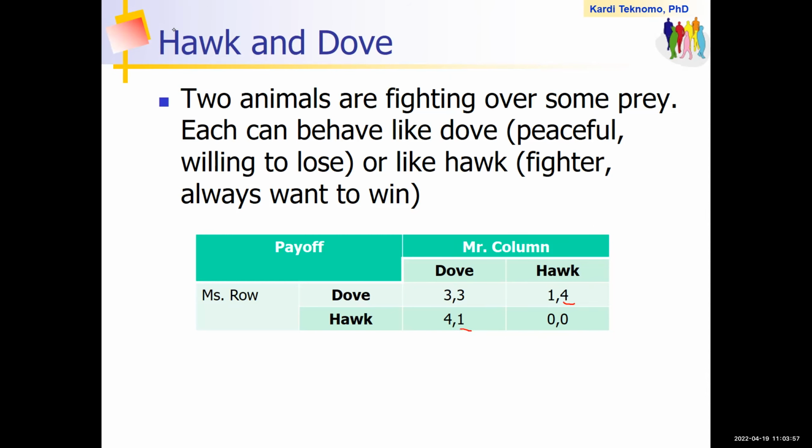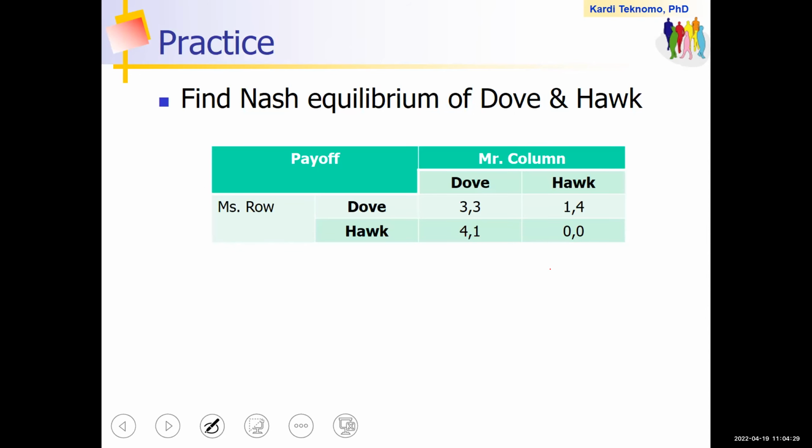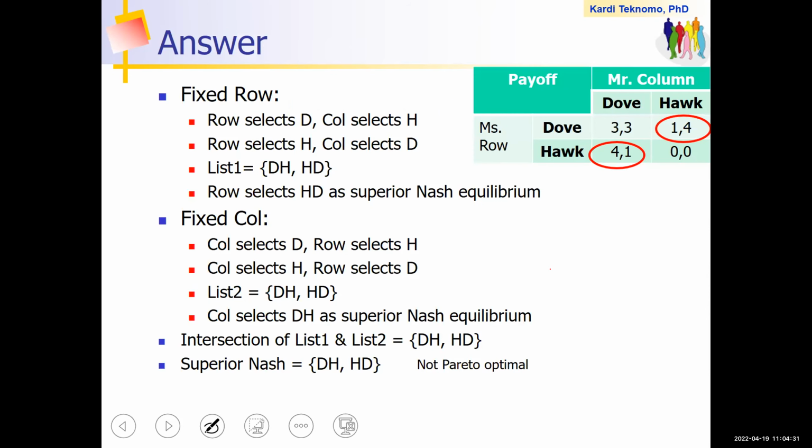Now, if Mr. Column plays dove, what will Miss Row do? Between 3 and 4, select 4. Right? And then if Mr. Column plays hawk, select the first number between 1 and 0. Again, this one. So that's correct. So these are the 2 Nash equilibria. Yeah, correct.